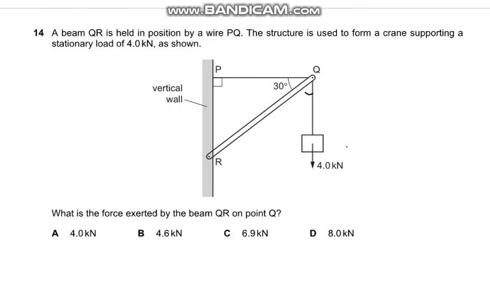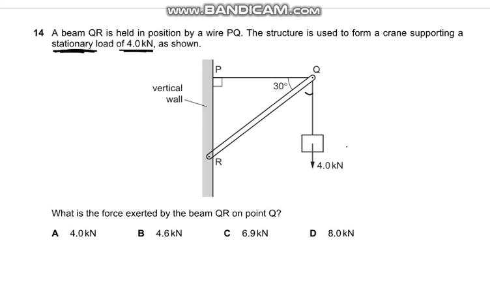Question number 14 says that a beam QR is held in position by a wire PQ. The structure is used as a crane supporting a stationary load. So the structure is in equilibrium. A load of 4 kilonewton as shown. What is the force exerted by the beam QR on point Q? So what is this force?